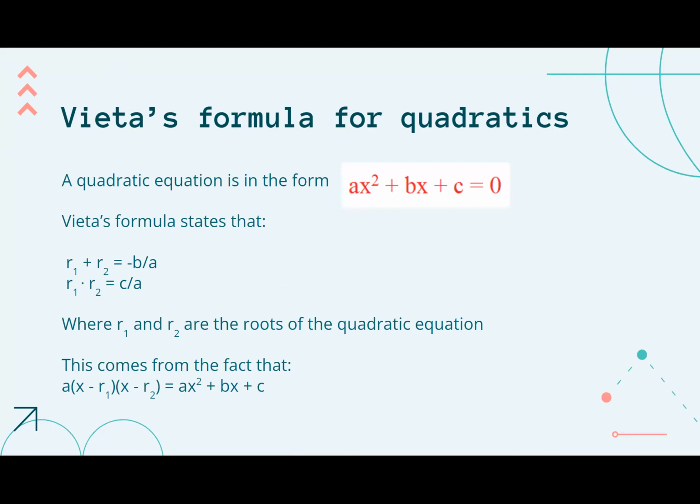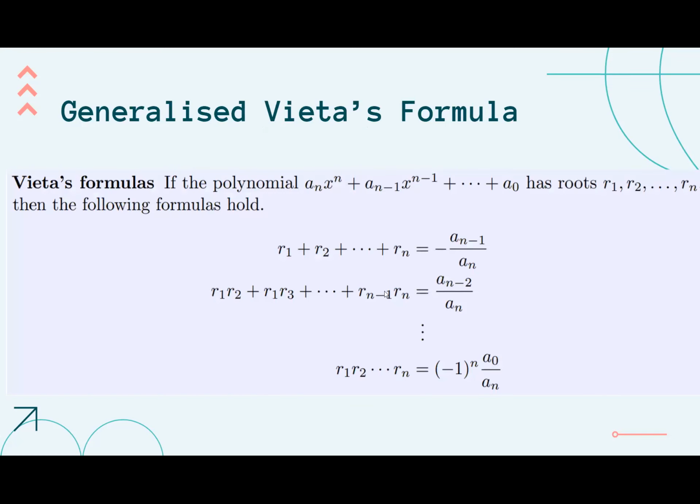And this comes from the fact that the root form of the quadratic is equal to ax squared plus bx plus c, as you can see from the bottom. So if you just expand that expression out and then match the coefficients, you're going to get that the sum of the two roots equals minus b over a, and then the product equals c over a. And this is quite useful because it allows us to connect the roots and coefficients of a polynomial. Well, not any polynomial, for quadratics specifically, but we can actually generalize Vieta's formula for any polynomial.